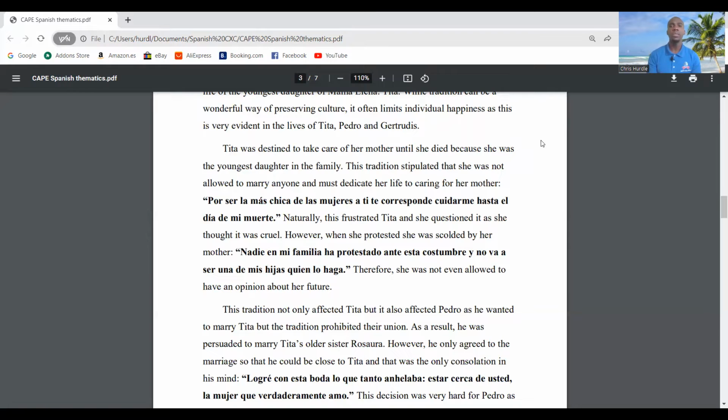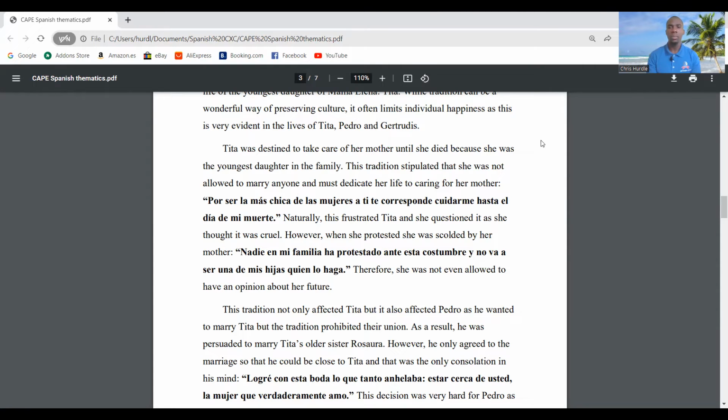Tita was destined to take care of her mother until she died because she was the youngest daughter in the family. This tradition stipulated that she was not allowed to marry anyone and must dedicate her life to caring for her mother. Por ser la más chica de las mujeres, a ti te corresponde cuidarme hasta el día de mi muerte. Naturally, this frustrated Tita, and she questioned it as she thought it was cruel.